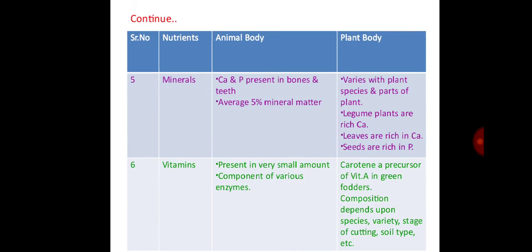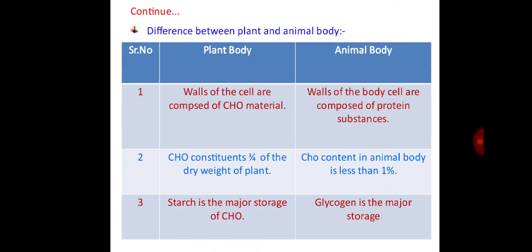In minerals, calcium and phosphorus are present in the bones and teeth in the animal body. Average 5% mineral matter is present in the animal body, while in the plant body its content varies with the plant species and parts of the plant. Legume plants and leaves are rich in calcium, seeds are rich in phosphorus. Likewise, vitamins are present in very small amounts in the animal body, as components of various enzymes. Then in the plant body, carotene, a precursor of vitamin A, is present in green fodders, and composition depends upon the species, variety, stage of cutting, soil type, etc.